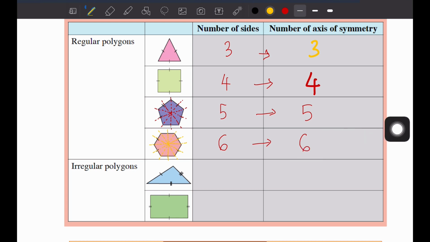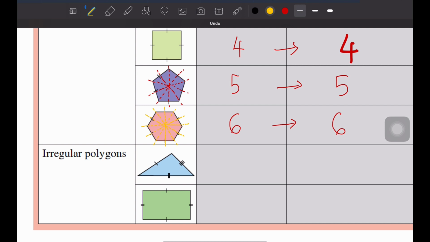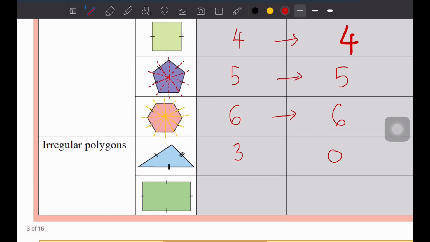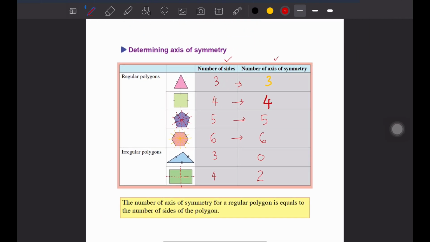Now for irregular polygons, let's try the first one. Here we have three sides with different lengths. Does it have an axis of symmetry? No, so 0. Next, how about this rectangle? It has 4 sides, and for axes of symmetry, 1, 2. So it has 2 axes of symmetry.